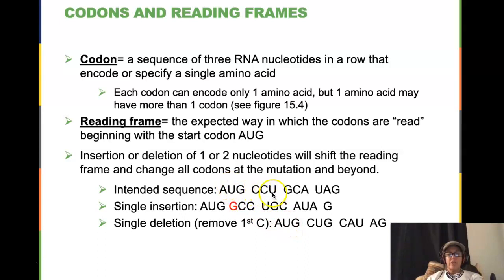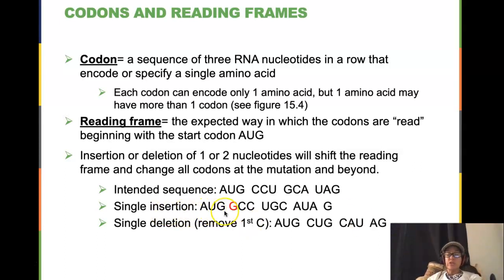If we have a single deletion of this first C, again, our AUG is correct. We should have a CCU, but we have a CUG. We should have a GCA, we have a CAU. We should have a UAG, and we have an AG, which is, again, not an entire codon. So that's what's meant by the reading frame. We frame the codons in these sets of 3 that have to be that 3 and in that order.